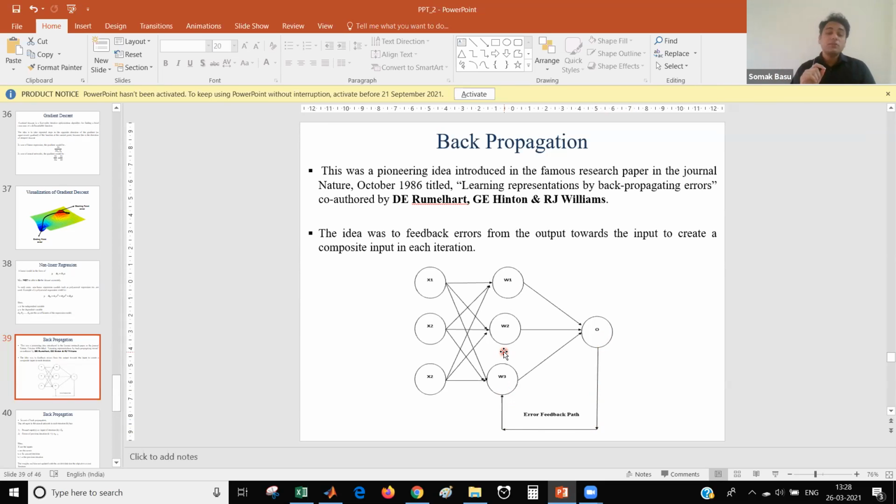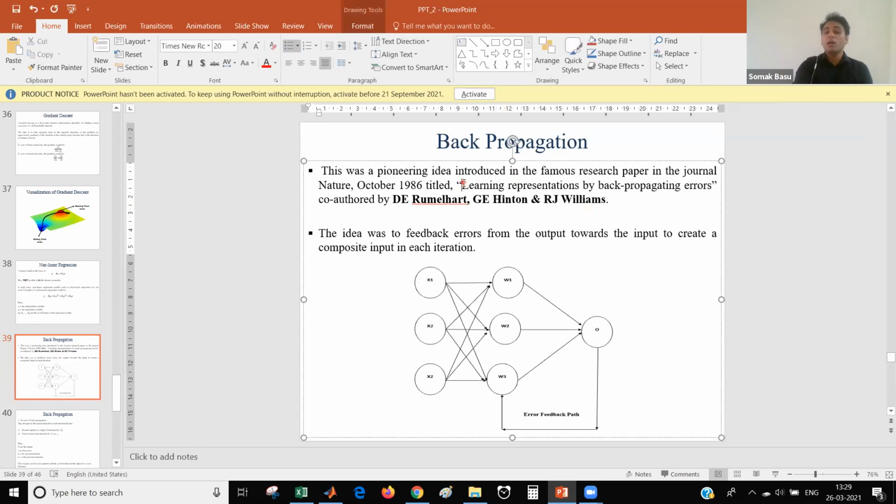back to the machine learning model towards the input, then this is called back propagation. So this concept was initially put forth by three scientists, D. Rumelhart, Geoffrey Hinton, and R.J. Williams. There is an extremely famous paper by Rumelhart, Hinton, and Williams, called Learning Representations by Back-propagating Errors. This was published in 1986 in the journal Nature. It's an extremely reputed research journal, and they introduced the concept of backpropagation.